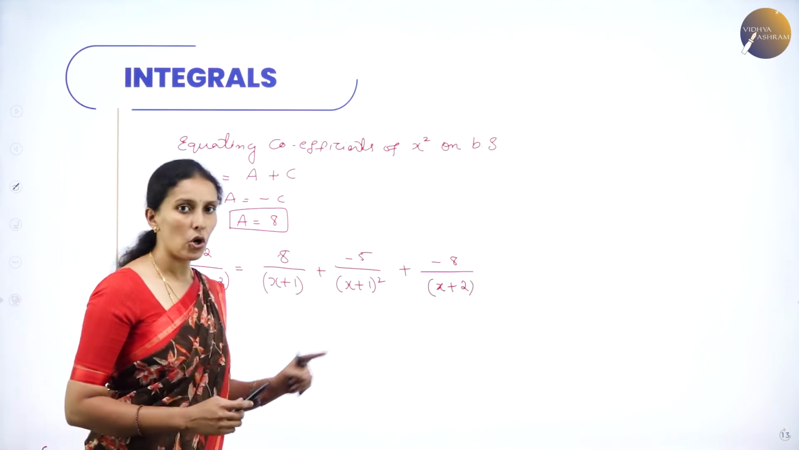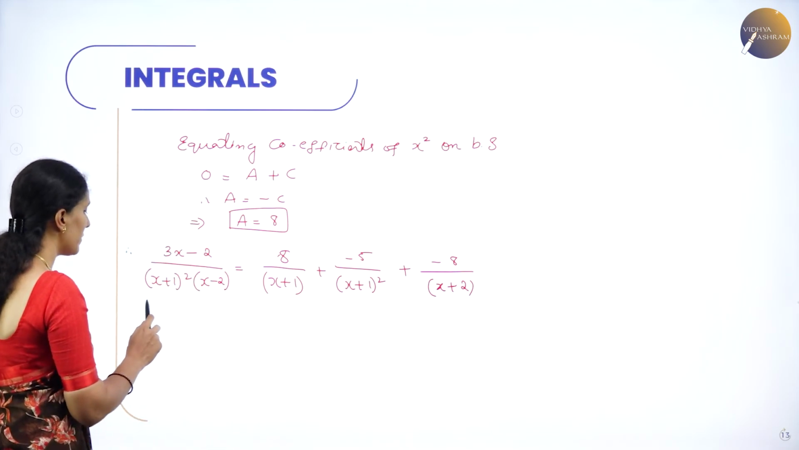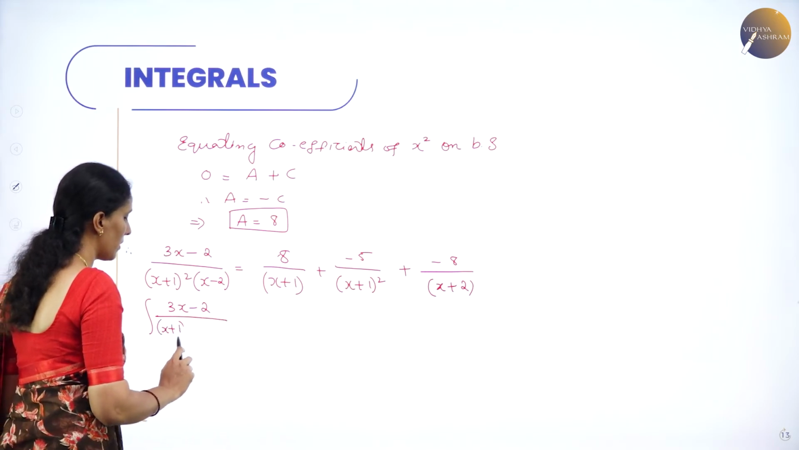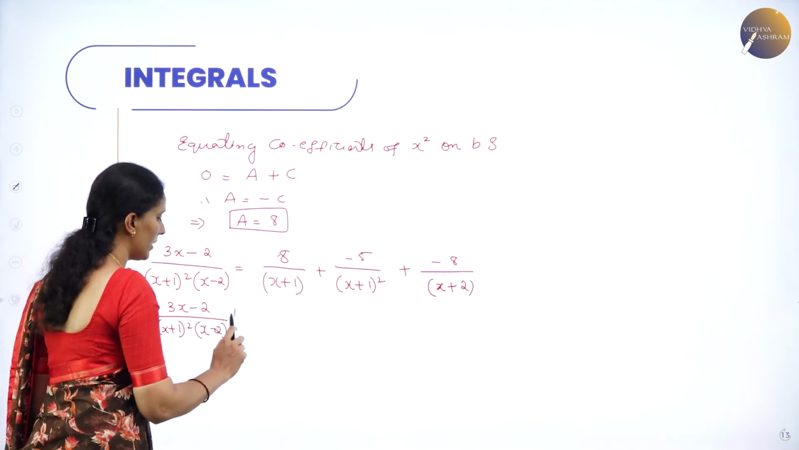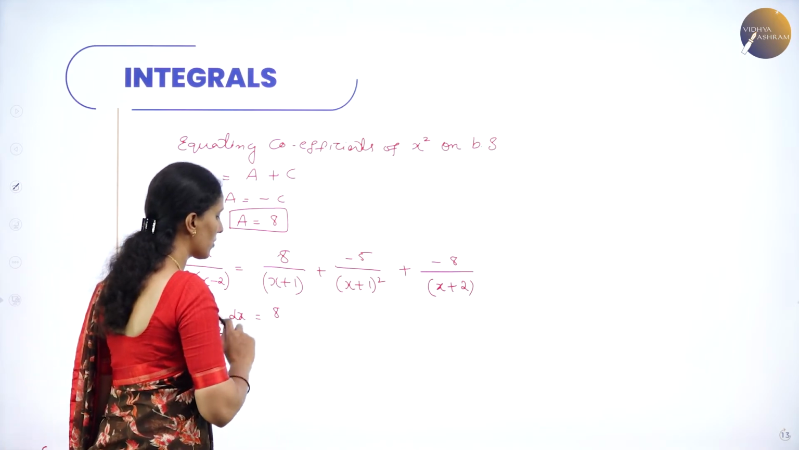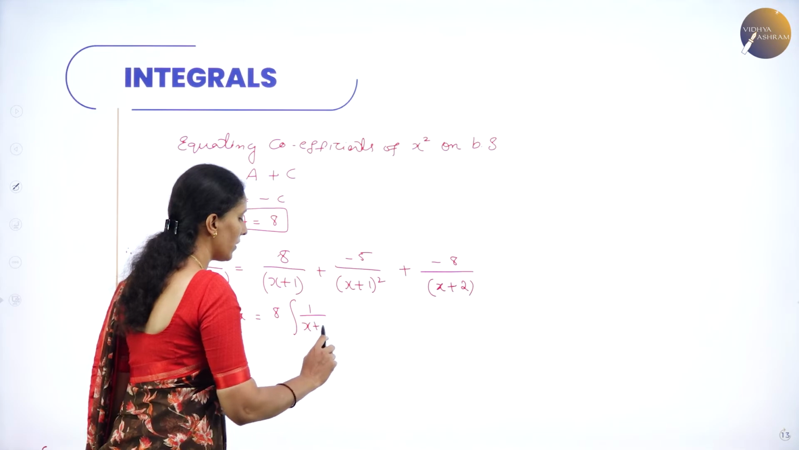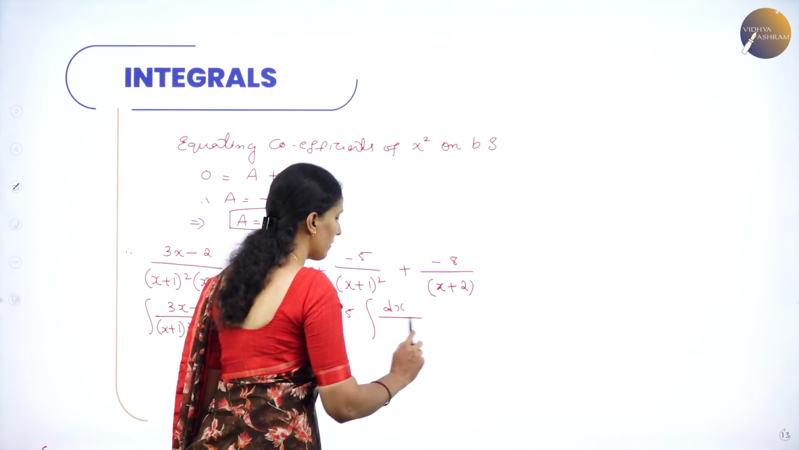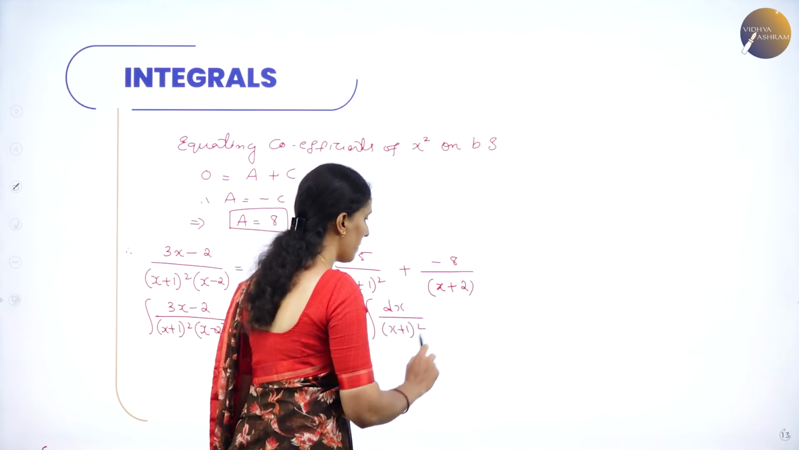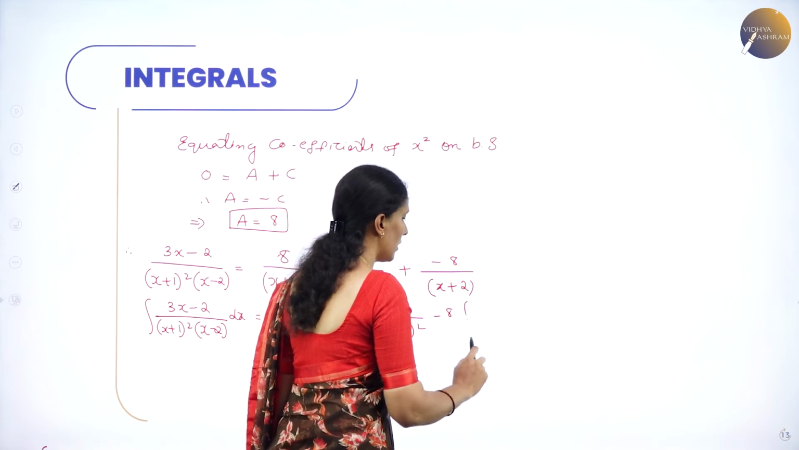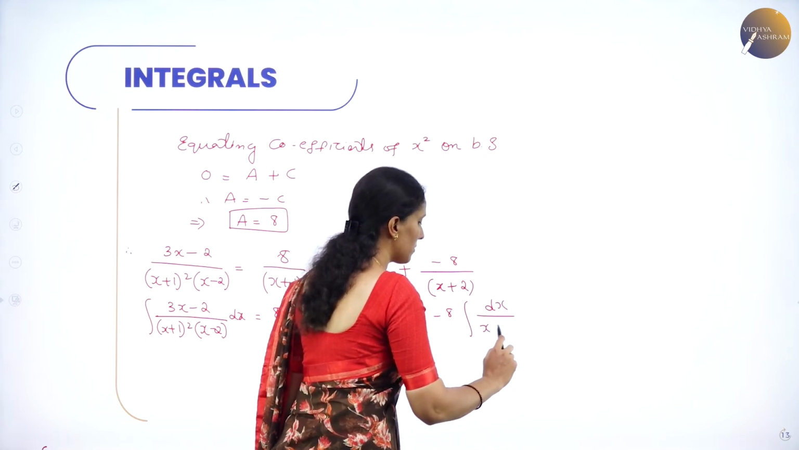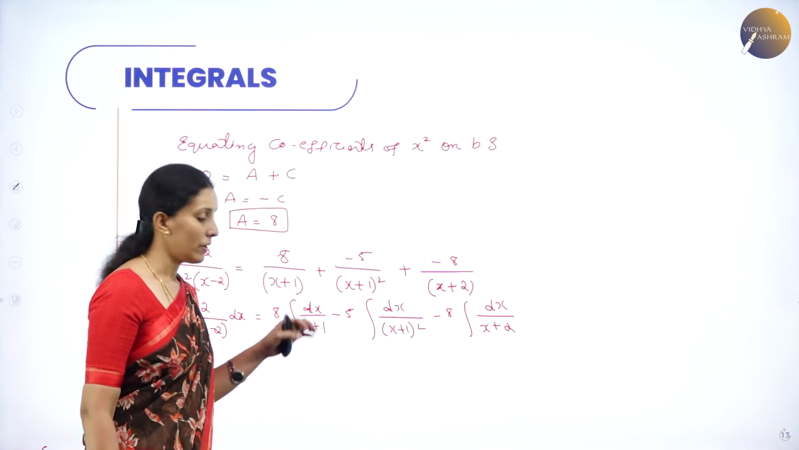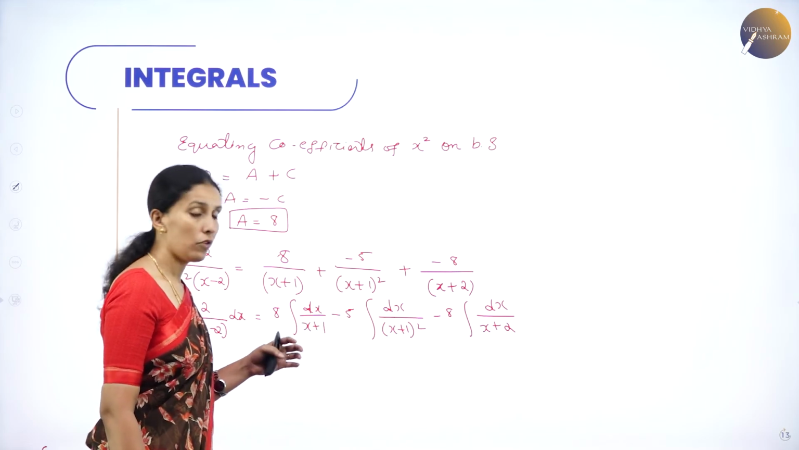Now next, once we got this, we can apply the integral. So what happens? Integral of (3x minus 2) divided by (x plus 1) whole square into (x minus 2) dx is equal to, you can take 8 constant outside, 1 over x plus 1 dx, then minus 5 integral dx divided by (x plus 1) whole square, and minus 8 integral dx divided by x plus 2. Now the first one and the third one are in the form of 1 over ax plus b, so you can write it in the form of log of ax plus b.